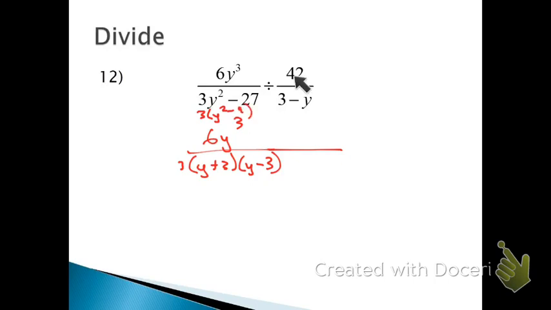Okay, so this 42 is coming down here. Agree? And what do you want to do with that 3 minus y? Factor out a negative, because now it becomes y minus 3.